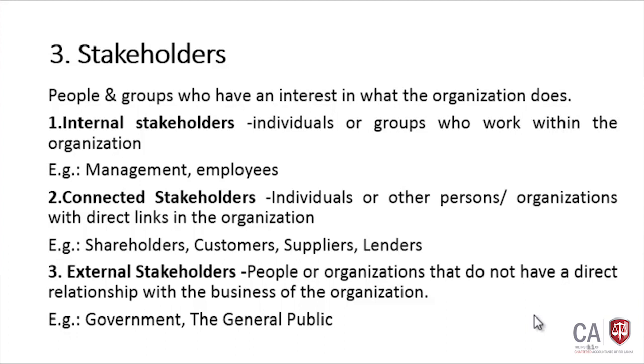They normally have a direct link with the organizations. Then the third group is external stakeholders. Look at the definition of the third group. People or organizations that do not have a direct relationship with the business of the organizations. These parties stay outside the organization, but they don't have a direct relationship. In other words, normally they have a remote relationship with the organization, not a direct relationship.